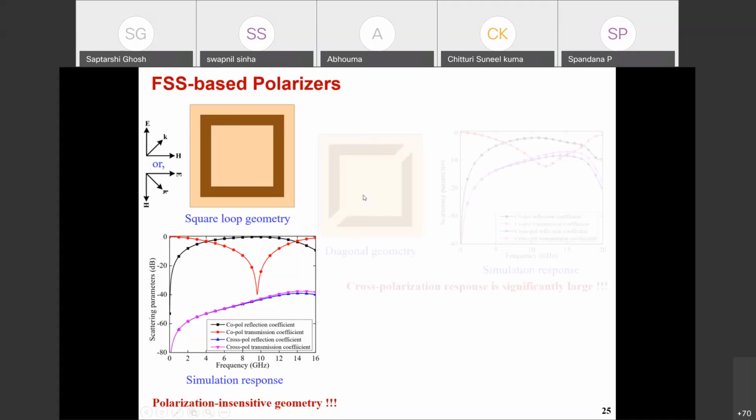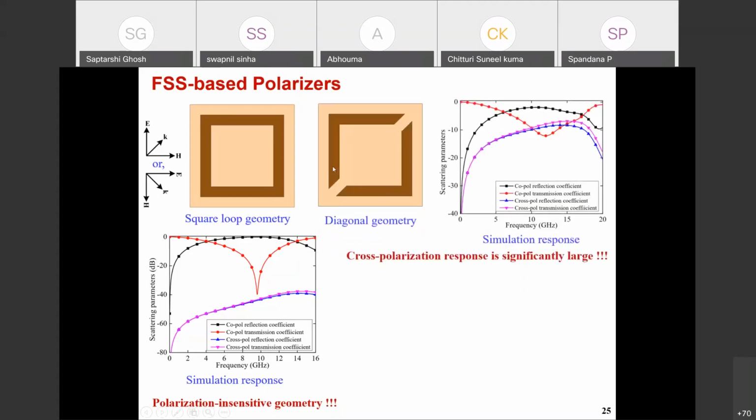If we just put a simple slot in this geometry in a diagonal way, what is happening? With the same geometry with a diagonal slot, its band stop response not only gets deteriorated, but its cross polarization response has also improved significantly from minus 40 dB to minus 10 dB.